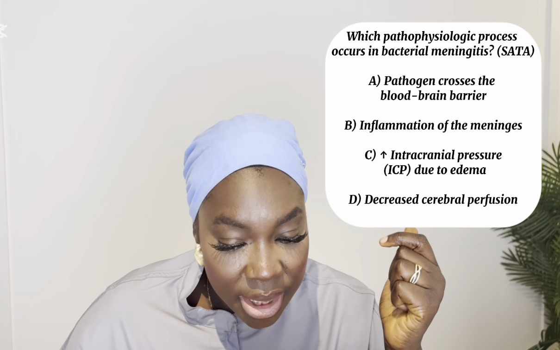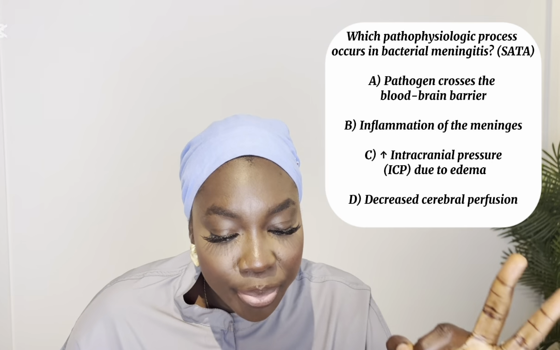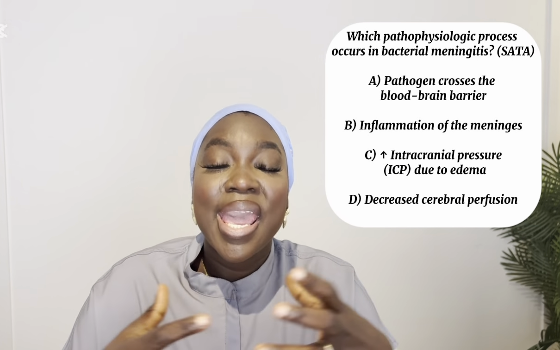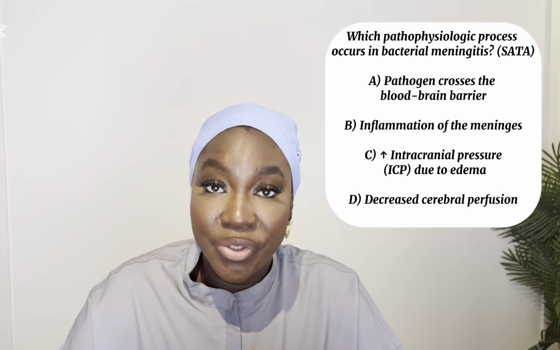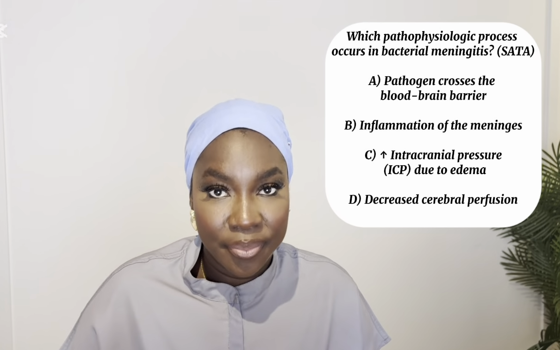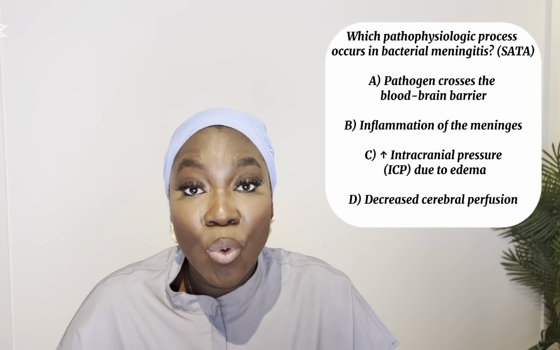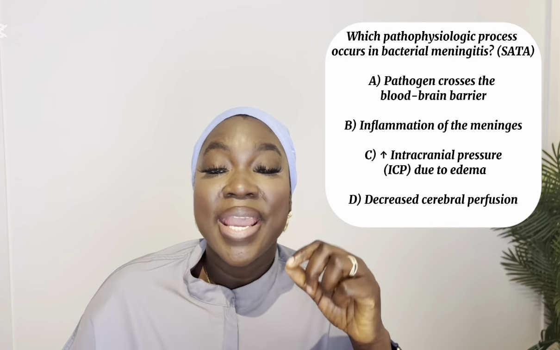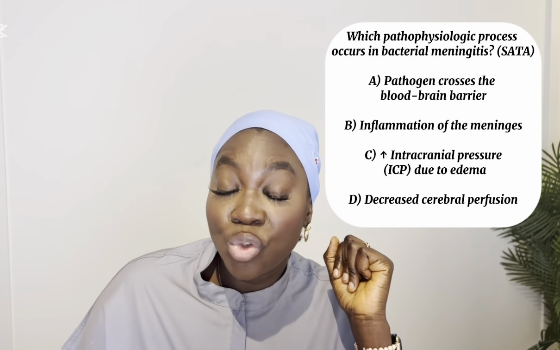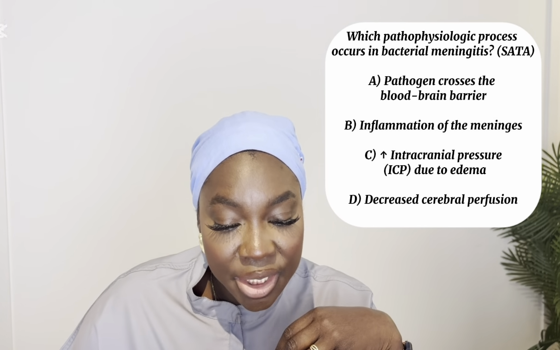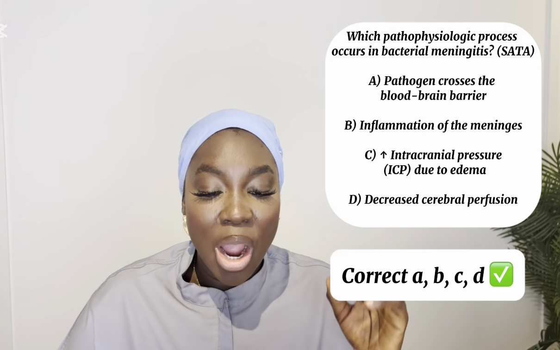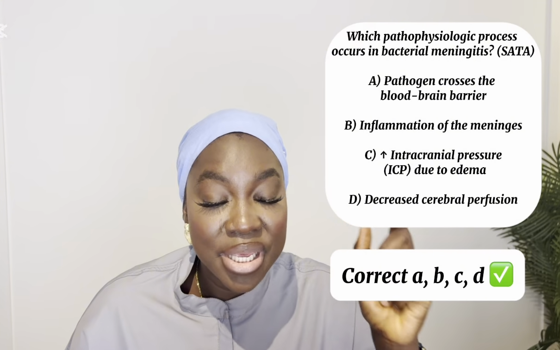And D says decreased cerebral perfusion. Absolutely, because increased ICP can compress the blood vessels, reducing blood flow to the brain, and this can lead to ischemia, which will be lack of blood flow to the brain tissue. Okay, it can also cause seizure or brain damage. So we do not want that to happen. D, decreased cerebral perfusion. We do not want decreased cerebral perfusion. Okay, so our right hand side is actually everything: A, B, C, D.